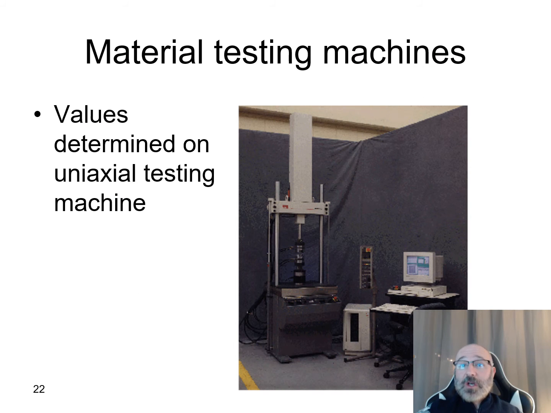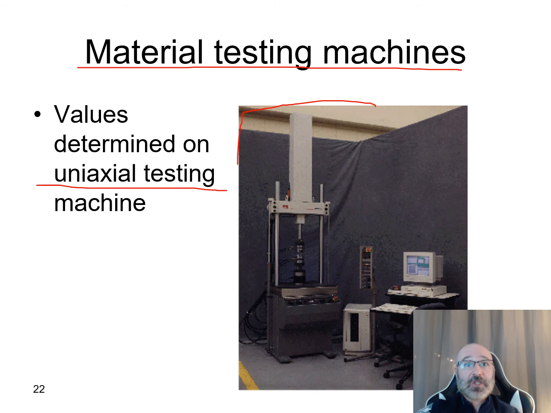Now we've been discussing different testing, compression testing and tension testing on different samples. So now let's take a look at some of the actual testing machines that can be used. Here we can see a uniaxial testing machine in this picture. You just have this one actuator going in this direction. This is typically what we're going to use for a lot of our compression and tension tests.